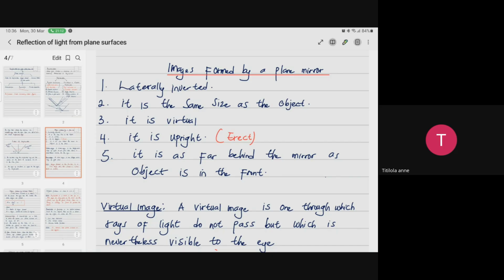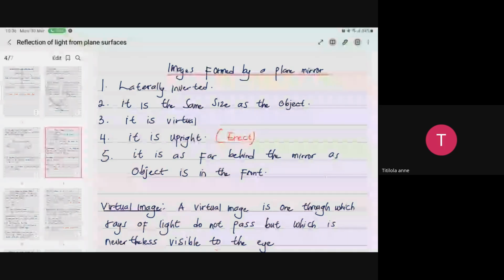All right. So your plain mirror is the kind you have at home. What kind of images are formed by a plain mirror? Now, if you check in the plain mirror, your right hand becomes your left hand. That means it is laterally inverted. Right turns towards left, left turns towards right.